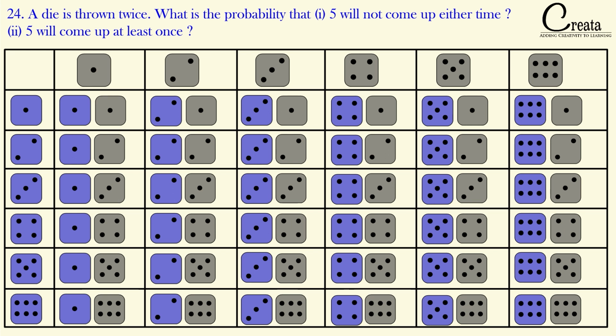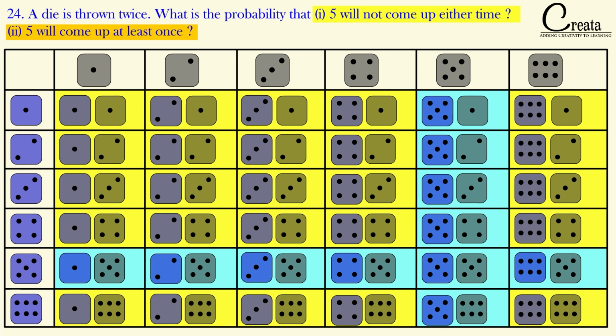In the first case, we have to find the probability when 5 will not come up either time. Firstly, let's see in which cases we are getting 5. In all these cases we have the number 5 when we roll the die. We have to calculate all the cases where 5 will not come up either time. It means 5 is not in either of the 2 dice, so all these cases satisfy our first condition, as none of them has the number 5.